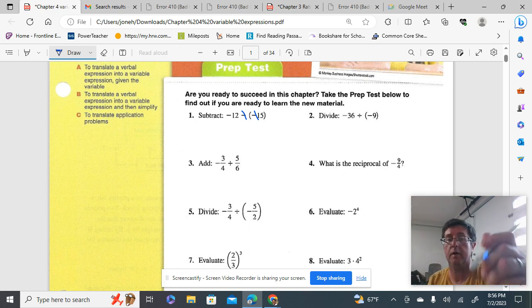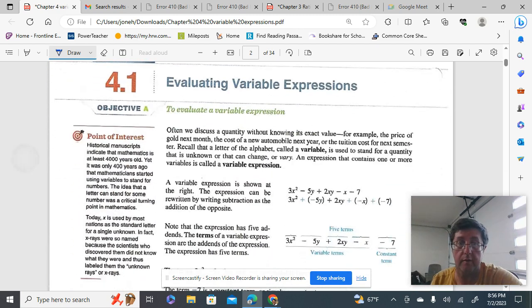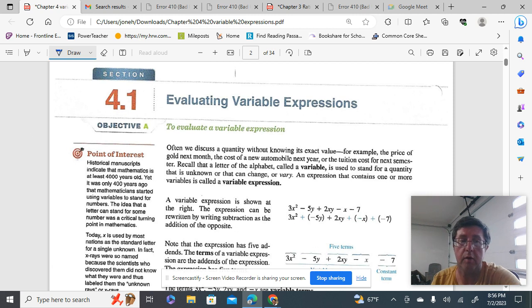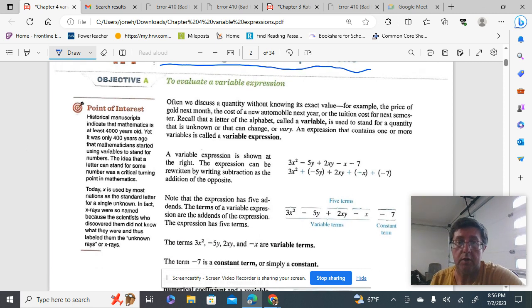All right, so I want you guys to do all of these. This is, again, to show you guys how smart you're getting. And we've been whipping through this so fast. Now, this chapter 4.1 is evaluating variable expressions. Okay, so you guys are closing in on, this is at least 6th grade to 7th grade level work. I am so proud of you guys.